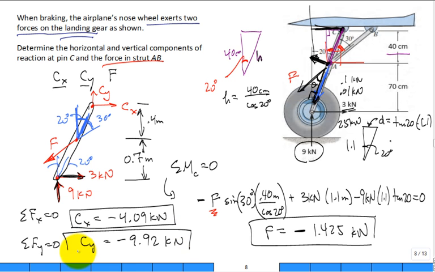So every one of my assumed directions was not wrong, but the actual reaction is in the opposite direction. When I look at Cy, the pin isn't lifting the strut, it's going to have to push down on the strut. So that makes sense that Cy is negative 9.92 kilonewtons. All right, any comments on that problem?